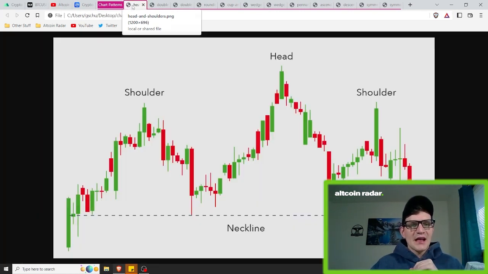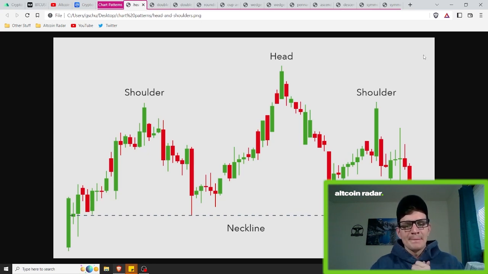So guys, this is the classic head and shoulders pattern, okay? I'm sure you have probably heard people talk about head and shoulders at some point in the past. But in case you haven't, we're going to take a look at how this chart pattern actually looks.